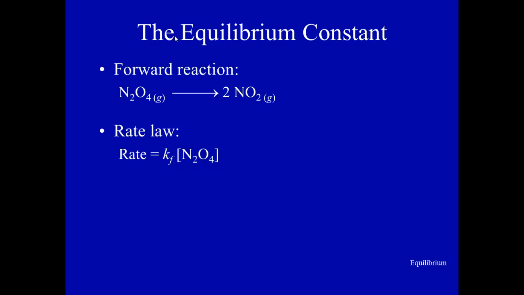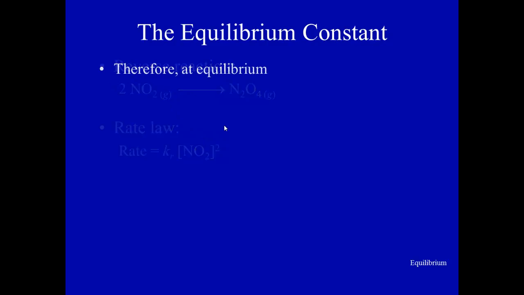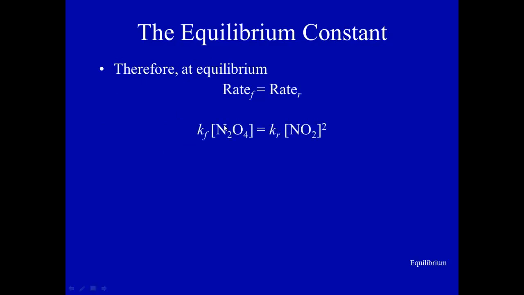In fact, this is your rate law for this reaction. So the rate equals K forward times the concentration of the N2O4, the dinitrogen tetraoxide. If we're looking at the reverse reaction, there's our rate law. Remember, this coefficient corresponds to that squared value right there. So I showed you this briefly before. The rate of the forward reaction is equal to the rate of the reverse reaction. Therefore, we can actually set these two equal to each other.